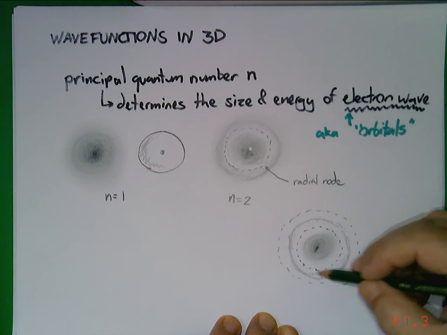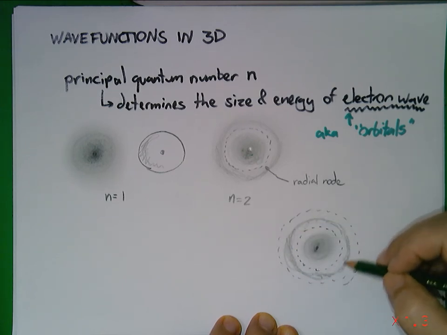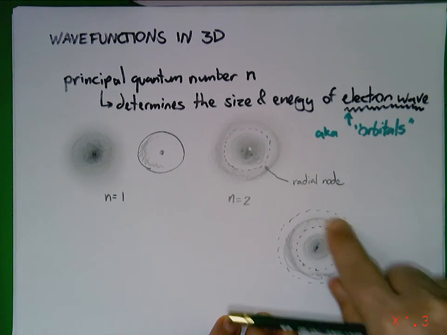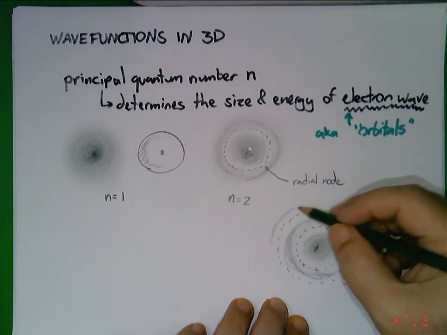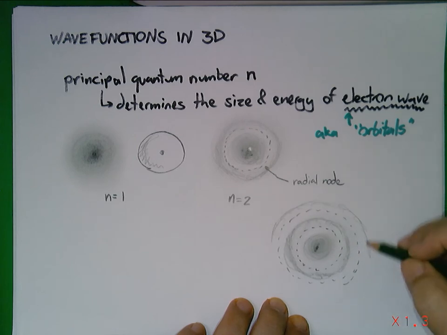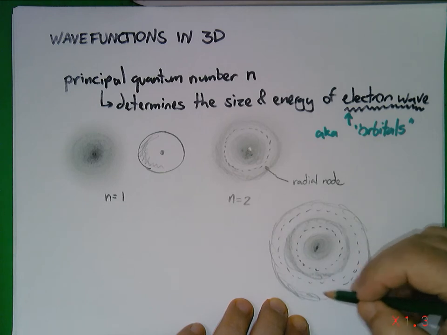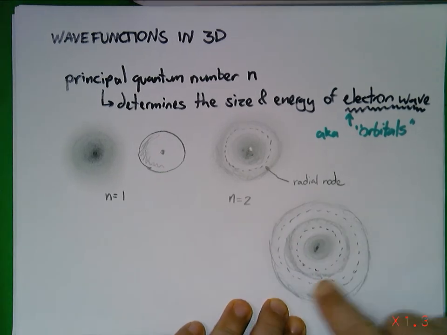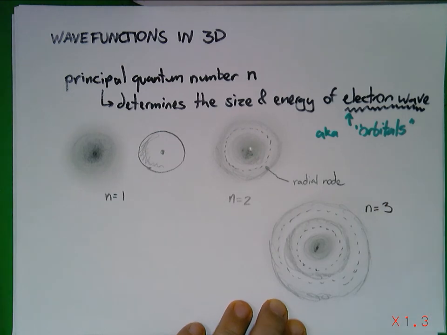Now think about my drawings here as though you're seeing an onion cut in half. An onion has all these layers, right? These orbitals are like an onion. They're spherical, and they have a lot of layers. So this is what it would look like if n equals 3. Alright, a cross section of it.